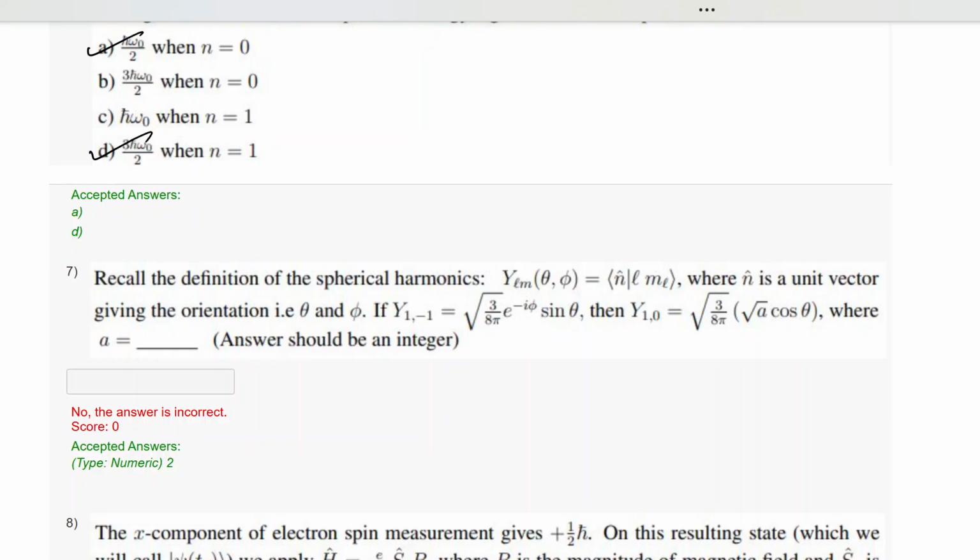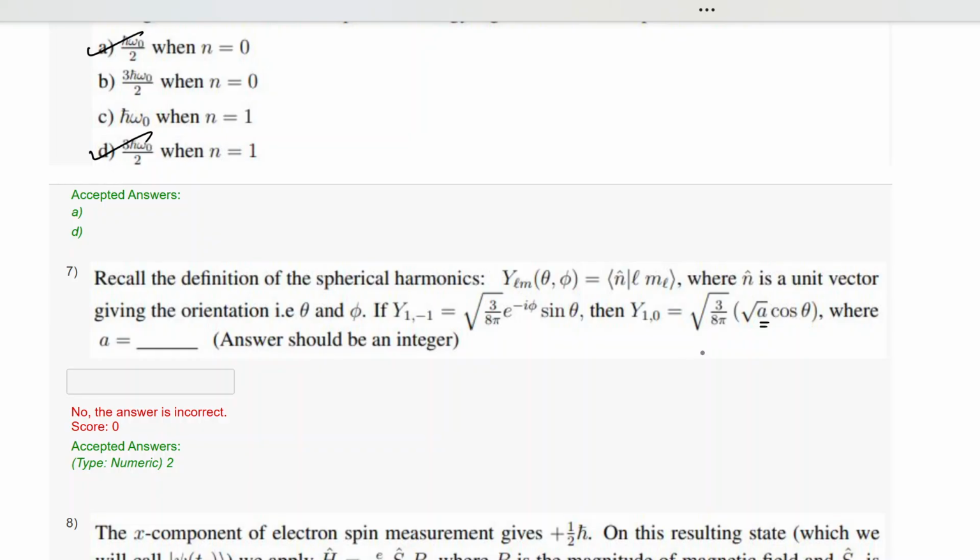Now question number 7. Recall the definition of the spherical harmonics Y_lm, where n is a unit vector with the orientation theta and phi. If Y_1,-1 is equal to this, then Y_10 is equal to this, where A is what you have to identify.